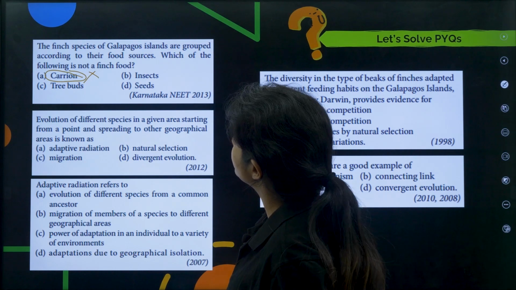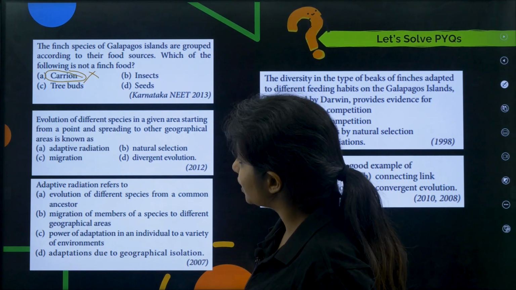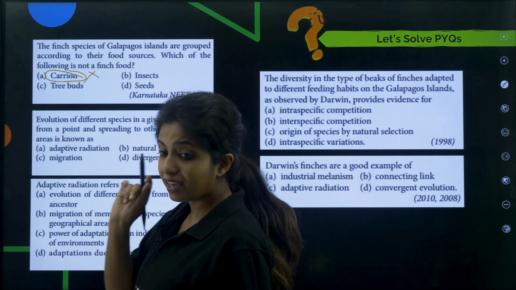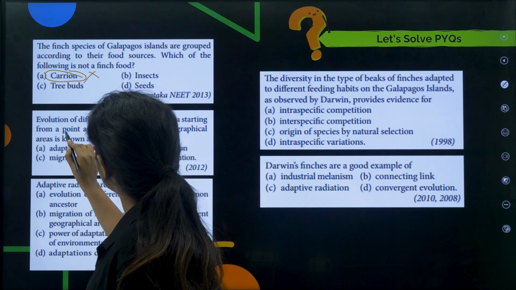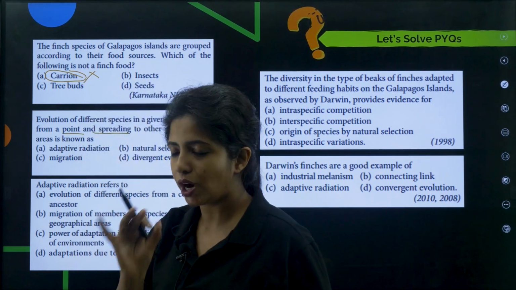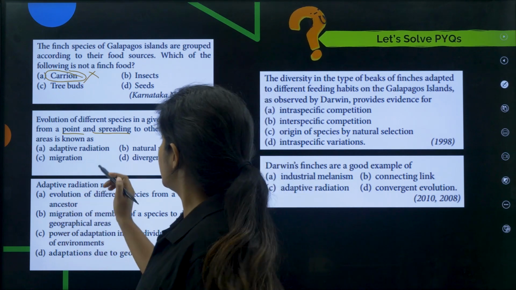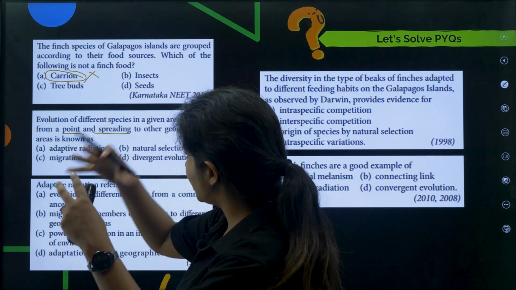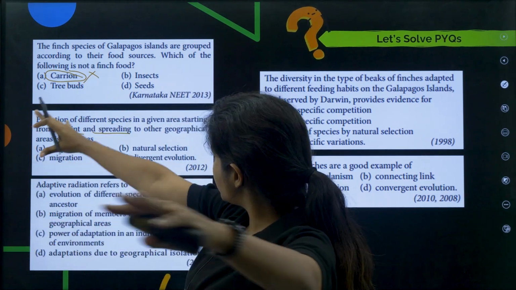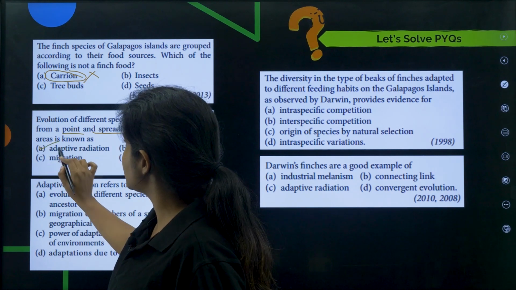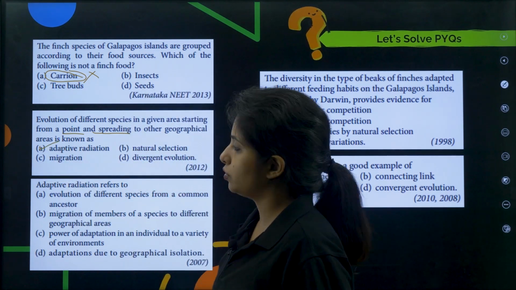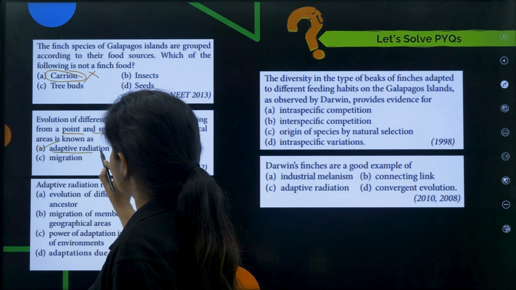Now, evolution of different species in a given area starting from a point. Always remember keywords, okay? When you are mentioning a point and spreading and everything, just understand it is adaptive radiation. We are talking about adaptive radiation. So, evolution of different species in a given area starting from a point and spreading to different geographical areas is known as adaptive radiation, my dear children. So, this is the answer for the question.